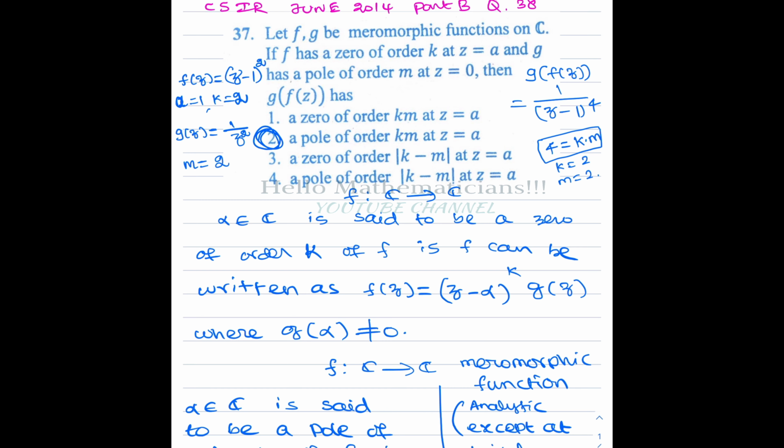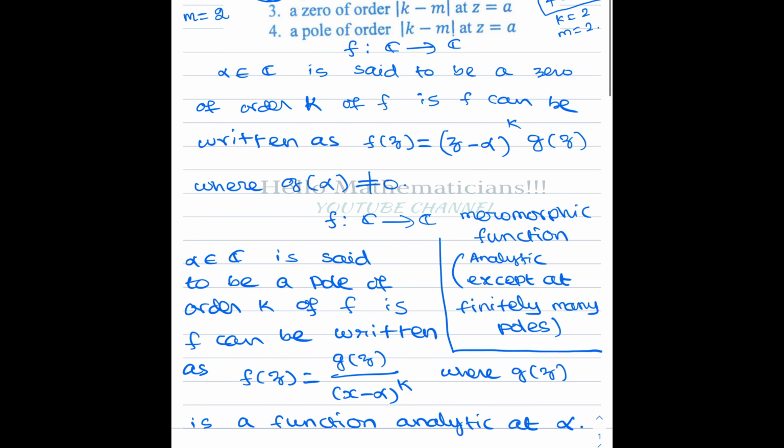So what is a meromorphic function? A meromorphic function means a function C to C which is analytic except at finitely many points, and those points have to be poles. There are various variants of the definition of meromorphic functions, but we stick to this definition, which is given in Ahlfors' complex analysis as well as Ponnusamy sir's book. So a meromorphic function is a function analytic everywhere except at finitely many poles.